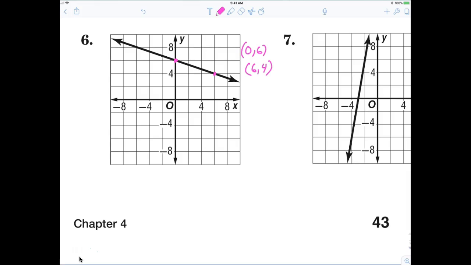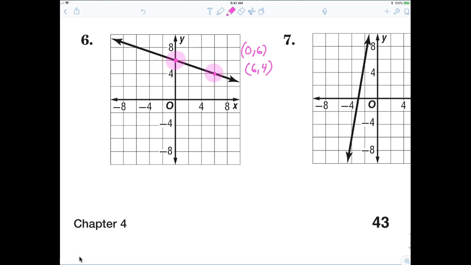Come on now. Luca, what are you looking like I'm crazy for? I'm trying to see how you got 0, 6. All I did, Luca, was look at this point right here and say that's 0, 6. Oh, okay. And then I looked at this point right here and said that's 6, 4.